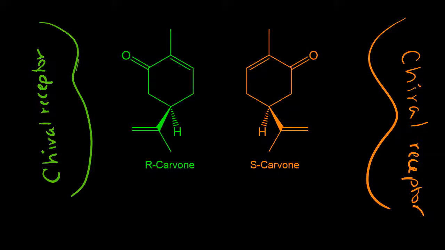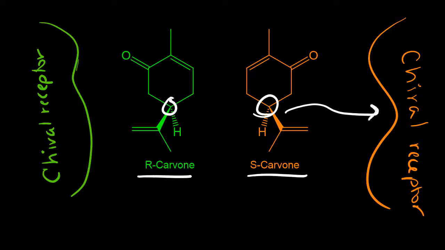In a biological system, for example, we have receptors and enzymes that have their own chirality, and so those receptors or enzymes will interact differently with two different enantiomers. The case here we're looking at is R-carvone versus S-carvone, and you can see that they differ only in the stereochemistry about this carbon. But because of the different orientation in space of the groups on these two chiral centers, S-carvone is going to interact with one receptor, while R-carvone is going to interact with another receptor.